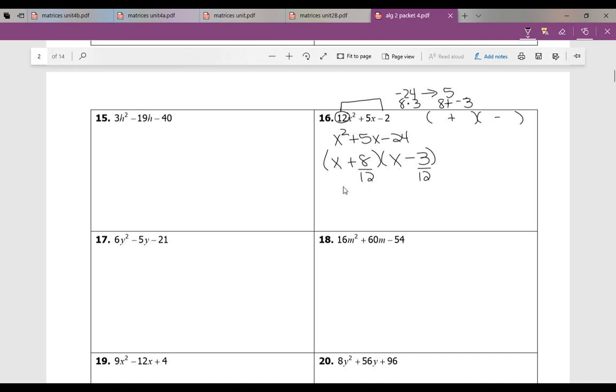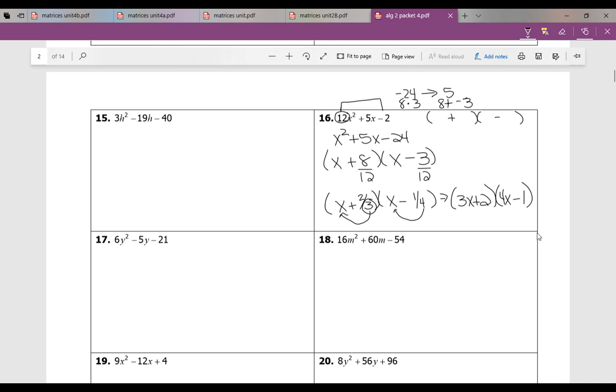So, what does 8 over 12 reduce to? Two-thirds. What does 3 over 12 reduce to? 1/4. Okay, so that 3 is going to go up in front of that x, and that denominator 4 will go up in front of that x. So I'm going to have 3x with a +2. Move that denominator up in front. Second parentheses, that would be a 4x minus 1.